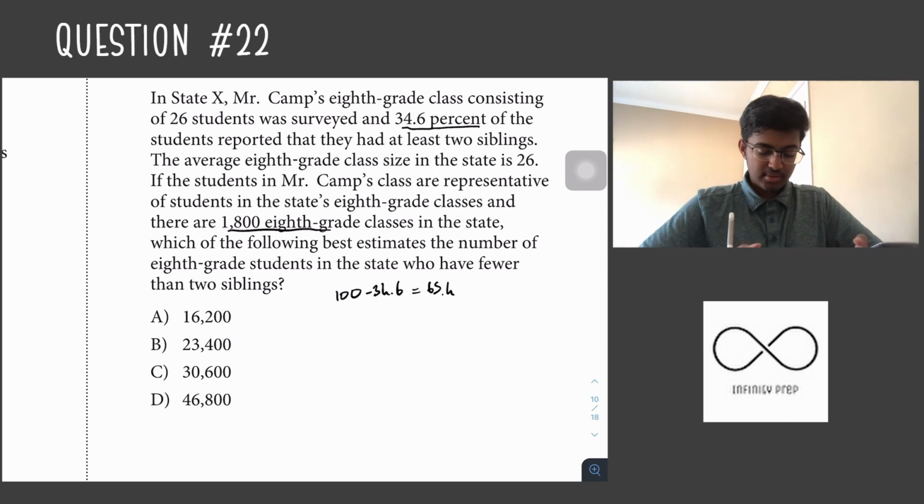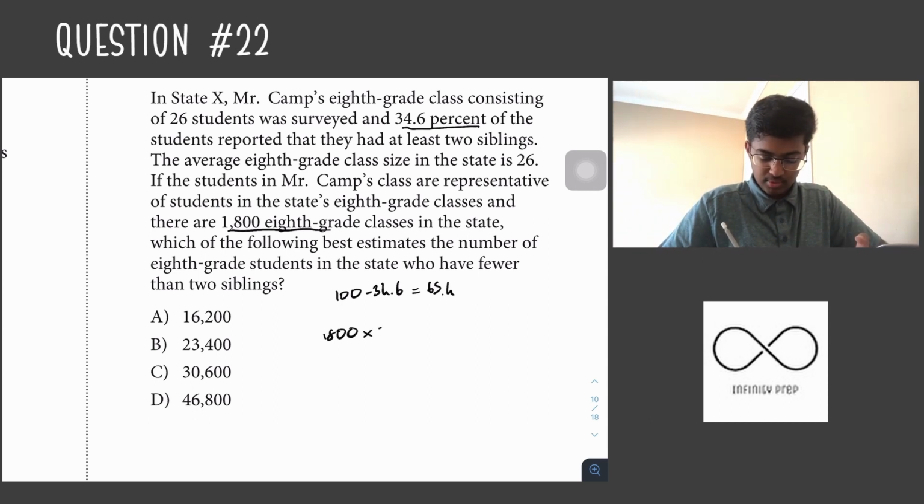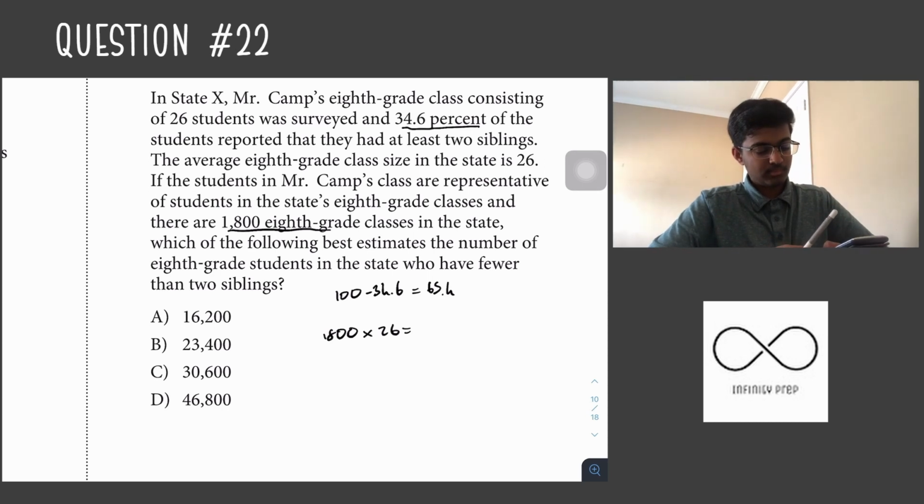And it also says that it's representative of the students in the state's 8th grade classes. So you can say that 65.4% of all students in 8th grade in the state have fewer than two siblings. And it says that there are 1,800 8th grade classes in the state, but it's asking for the number of students. So we have to multiply 1,800 by 26, since that's the average number of students in 8th grade classes. So 1,800 times 26, that's 46,800.